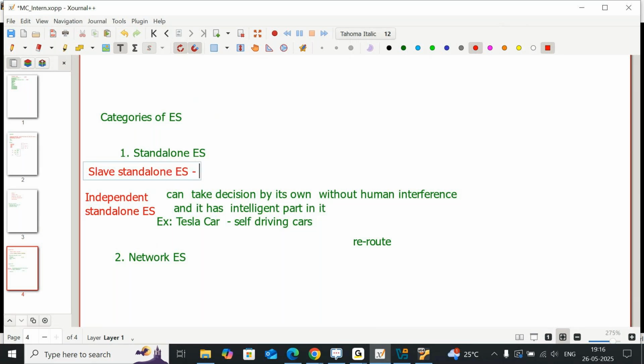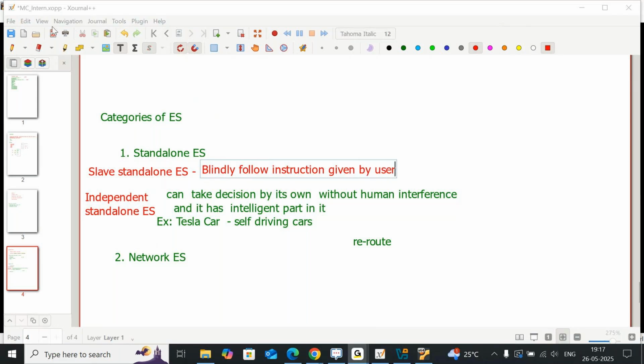In a slave standalone embedded system, the system cannot take any decision on its own. It doesn't have an intelligent part in it. It just blindly follows the instructions given by the user. For example, let's consider a semi-automatic washing machine, the older washing machines.